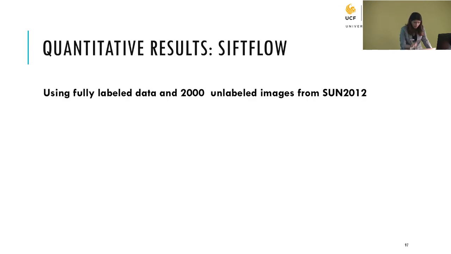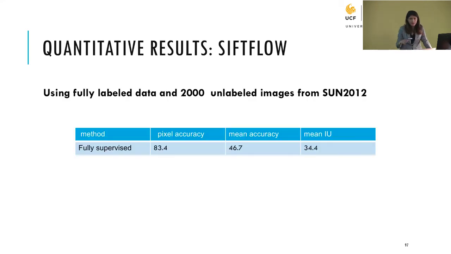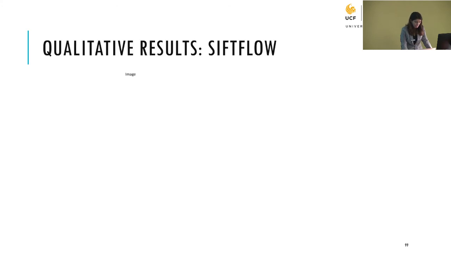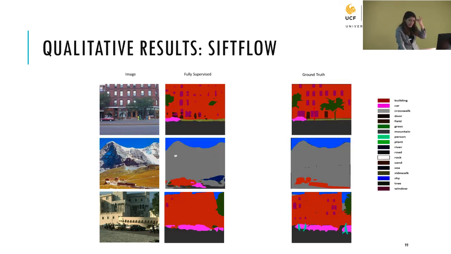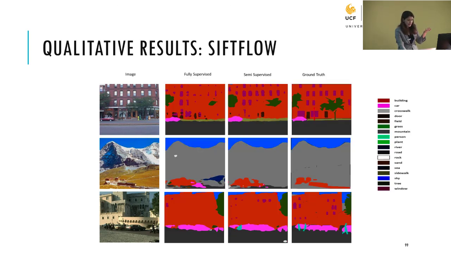And this is the result for CFlow dataset. CFlow dataset doesn't have more unlabeled data, but we use SUN because CFlow is a part of the SUN dataset. And we get some improvement again over just using those fully labeled data. And these are examples from CFlow, which has a better accuracy per class. For example, some classes like person here cannot be found, but here we can find the person.